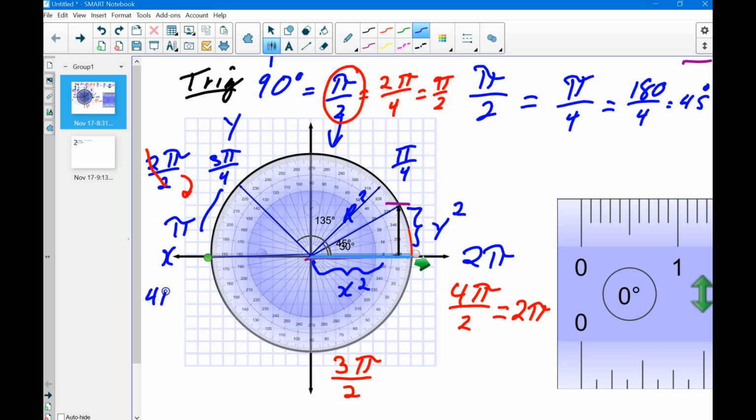4 pi over 4, and guess what? These cancel, and we're back to here again. That's just crazy, eh? So then we can do this all day. So down here, 255.